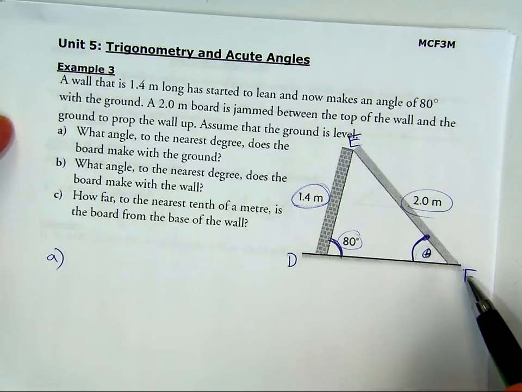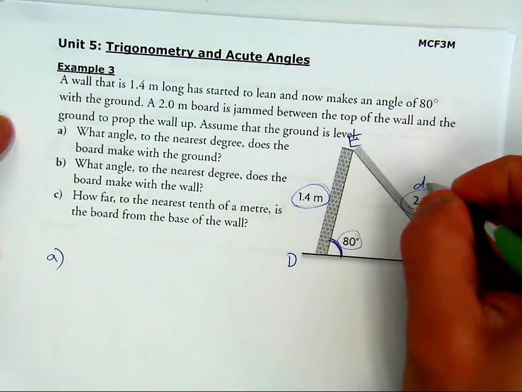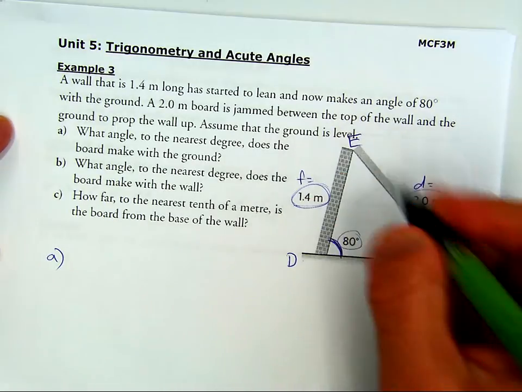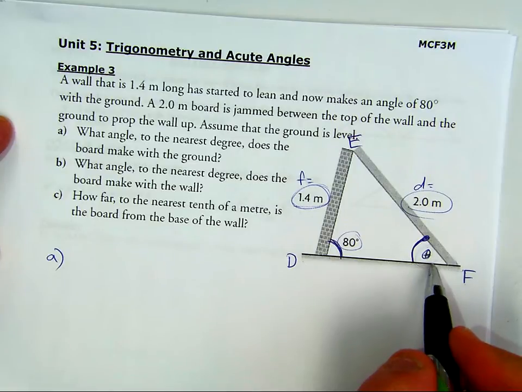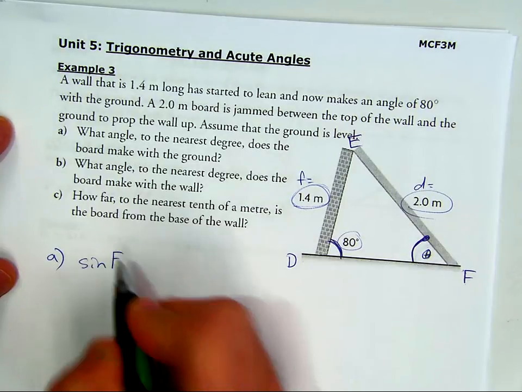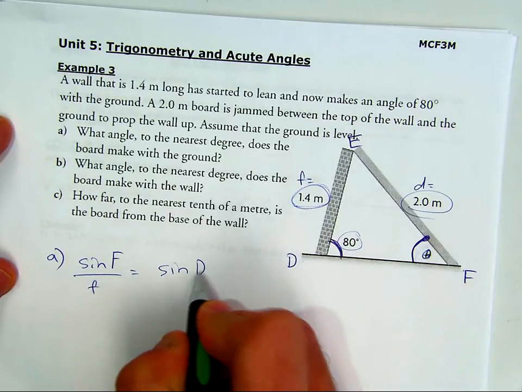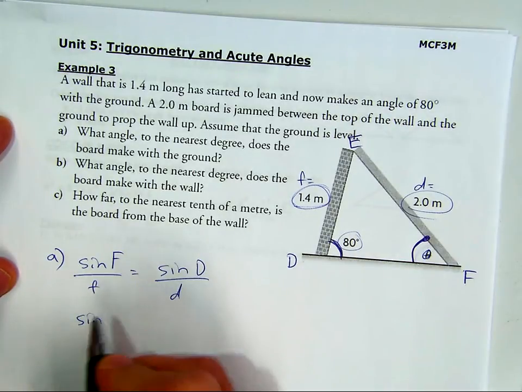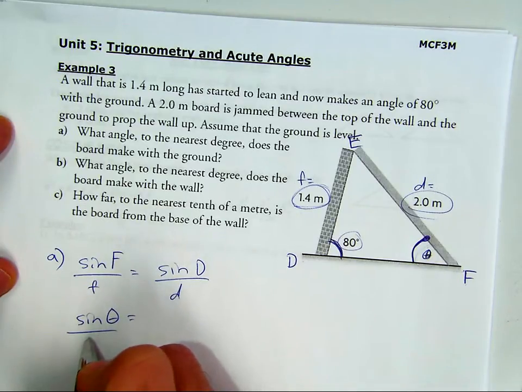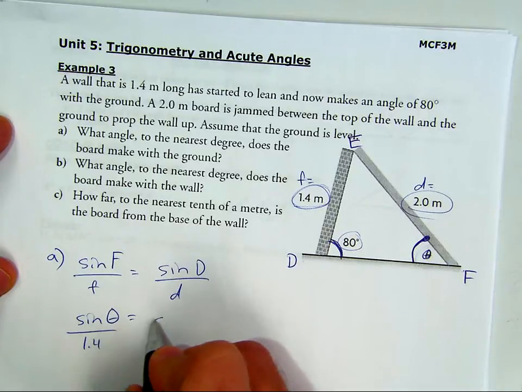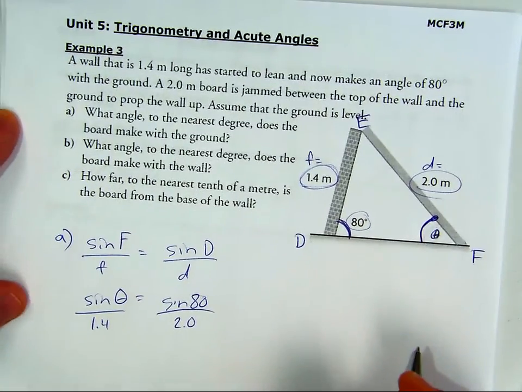So right now, this question only deals with big D and little d, and big F and little f. It has nothing to do with big E and little e. So I'm going to set this up to find big F. So sine of big F all over little f is equal to sine of big D all over little d. So sine of big F is theta all over little f, which is 1.4, is equal to sine of D, which is 80, all over little d, which is 2.0.